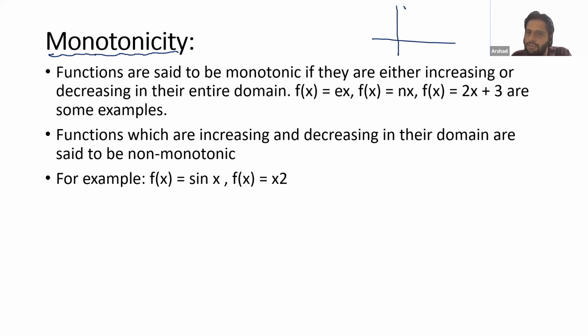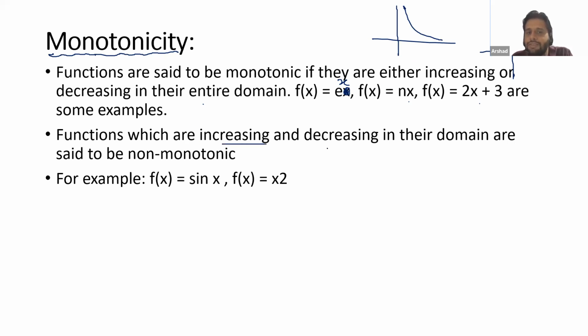If a function is decreasing like this, or increasing like this, then we say yes, they are monotonic. For example, the exponential function, or a straight line like 2x plus 3. These are monotonic functions: the functions which are either increasing or decreasing. Such types of functions are called monotonic.